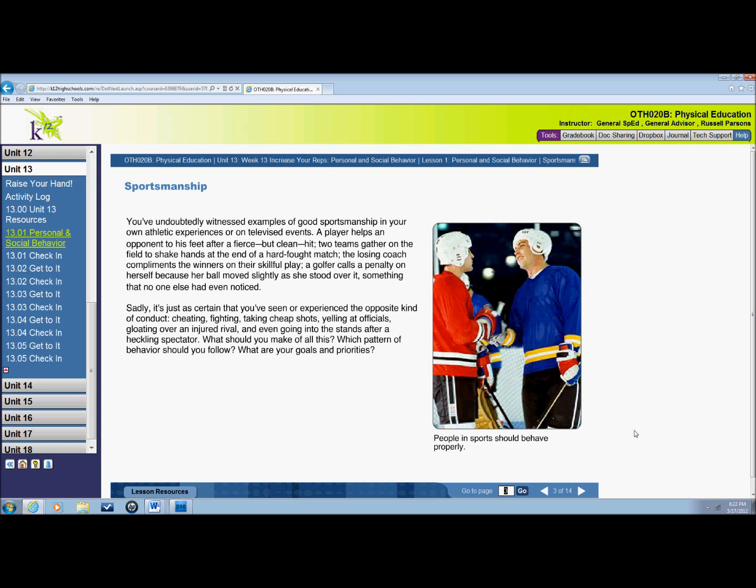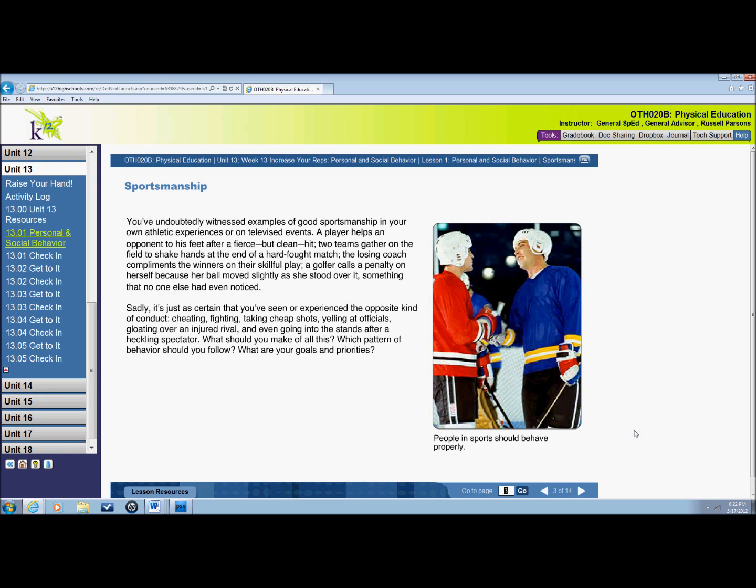But sadly, it's just as certain that you've seen or experienced the opposite kind of conduct: cheating, fighting, taking cheap shots, yelling at officials, gloating over an injured rival, and even going into the stands after a heckling spectator. What should you make of all this? Which pattern of behavior should you follow? What are your goals and priorities?